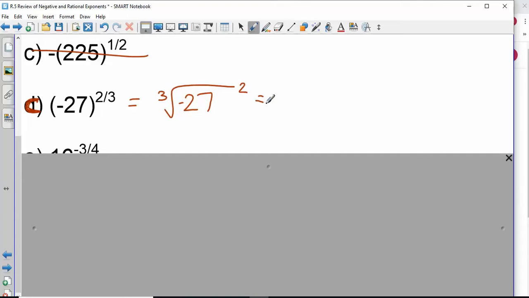It's okay to have a negative if you're talking about an odd radical. So cube root, fifth root, seventh root, those work. The cube root of negative 27 is what? Negative 3. So we have a negative 3 squared. If you take a negative and square it, what do you get? Positive. So we get positive 9.